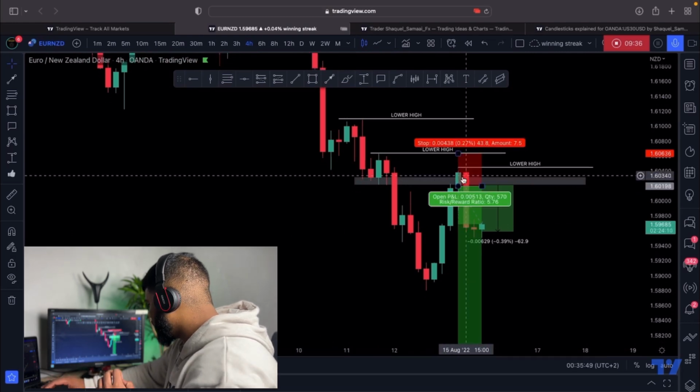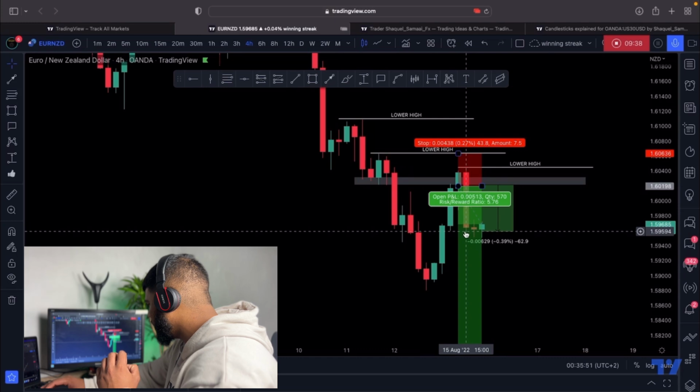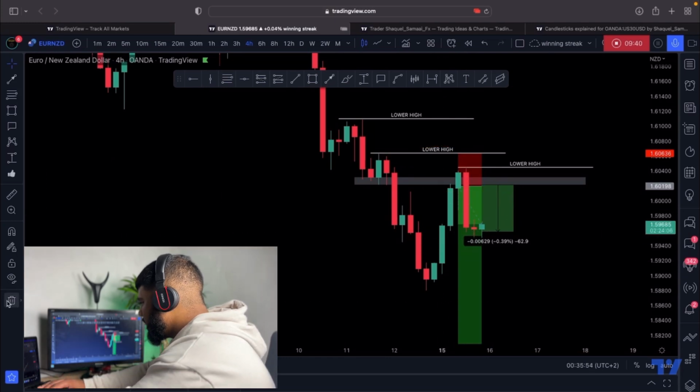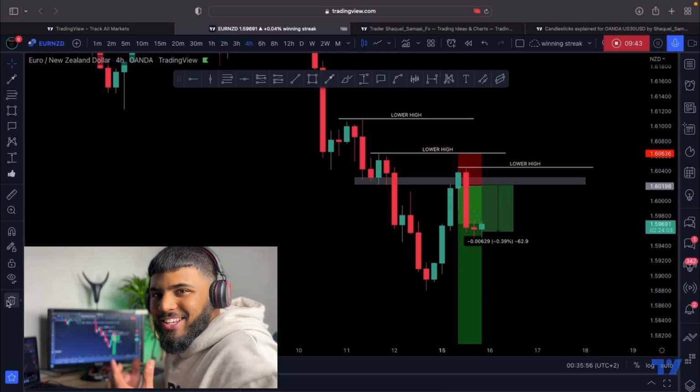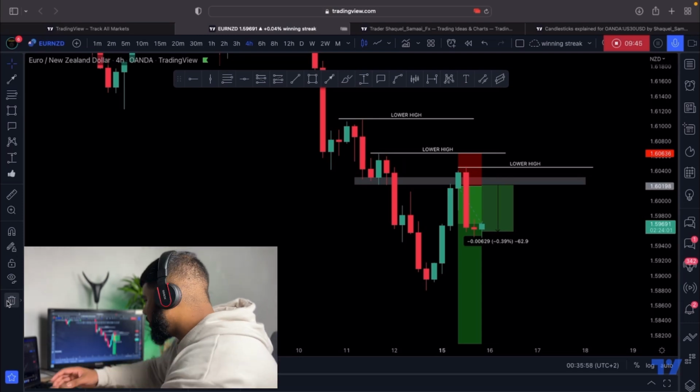We took actually a sell down this area on Euro NZD, and this is basically taking us onto the example right now. So we're actually diving into the examples right now. Okay.